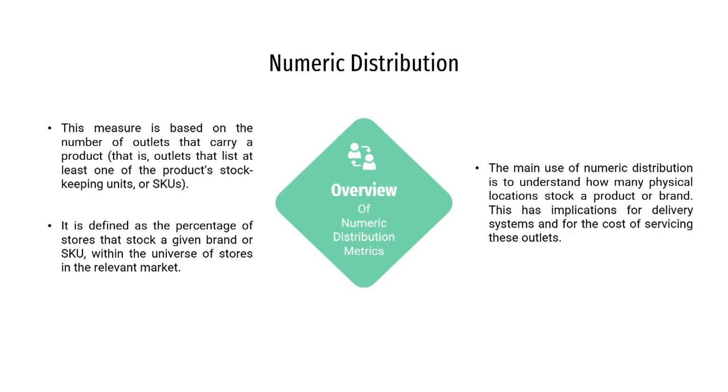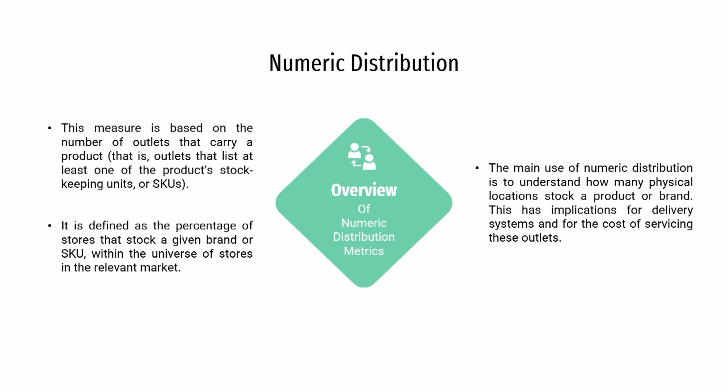The main use of the numeric distribution is to understand how many physical locations stock a product or a brand. This has implications for delivery systems and for the cost of servicing the outlets. So, it is not the case that having better accessibility is always good; we always optimize it.